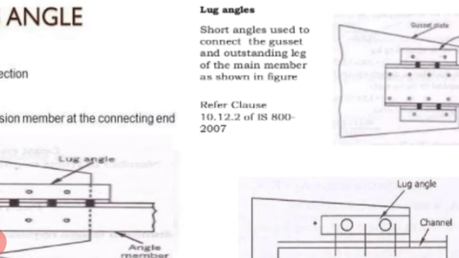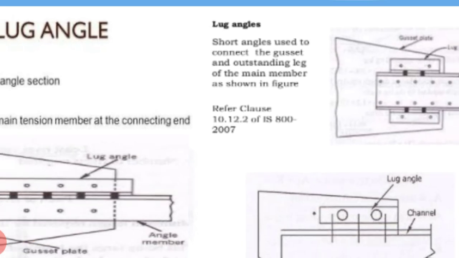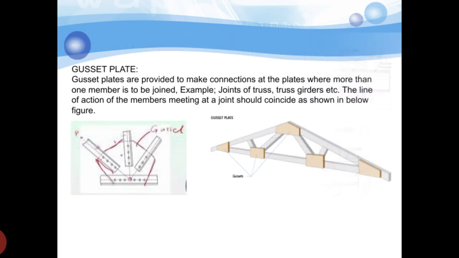It is here given. Refer clause 10.12.2 of IS 800 2007 about the lug angles. Next is a gusset plate.